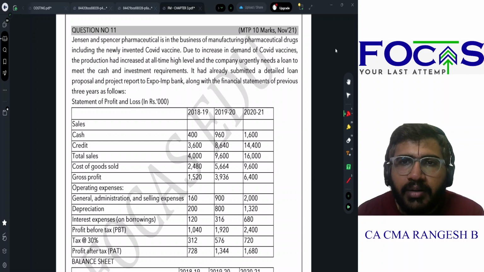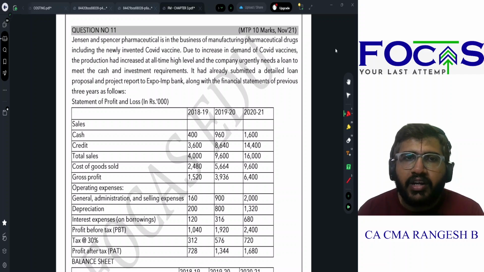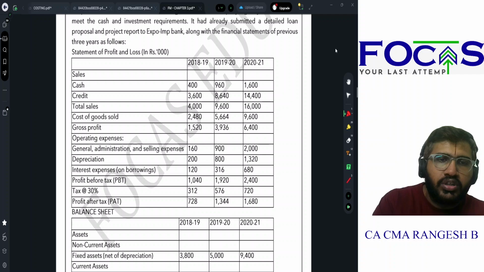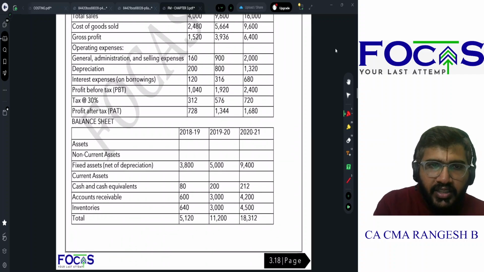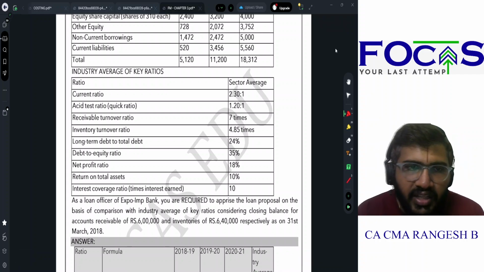Due to the increase in demand of COVID vaccines, the production had increased at an all-time high level, and the company urgently needs a loan to meet the cash and investment requirement. It had already submitted a detailed loan proposal and project report to Expo Impo Bank, along with a financial statement of previous 3 years as follows. So they've given you P&L for 3 years. They've also given you balance sheet for 3 years. Industry average, they have already given you.